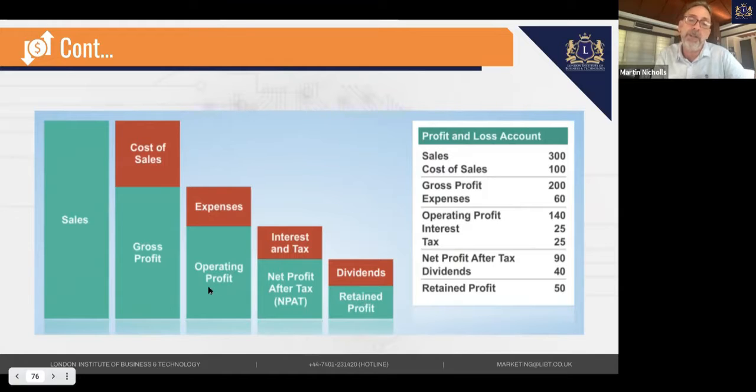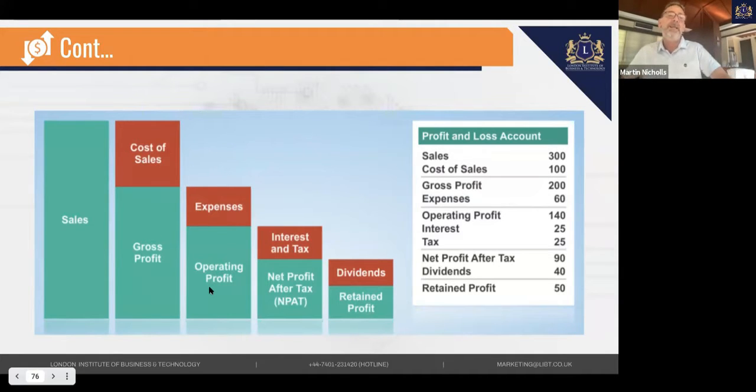Our operating profit, some people think, okay, the operating profit is positive, so that's great. Well, it depends how positive it is actually, because you've got interest and tax to come off that. You've got dividends. No one's going to invest in your organization if they're not going to be making a profit, right? That's why we're all in business. So just think of that as we go through.